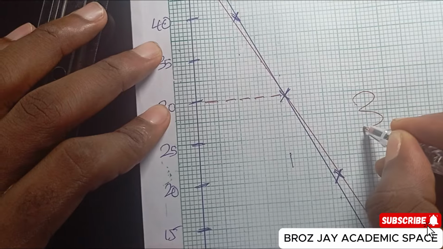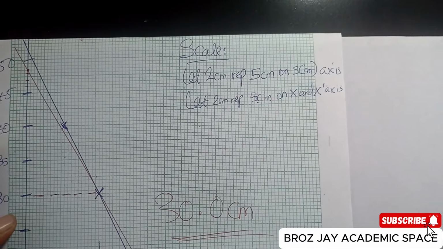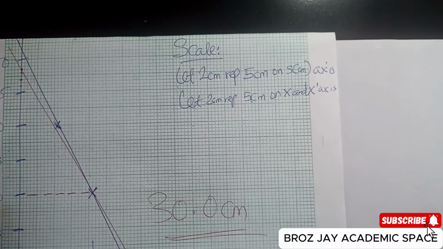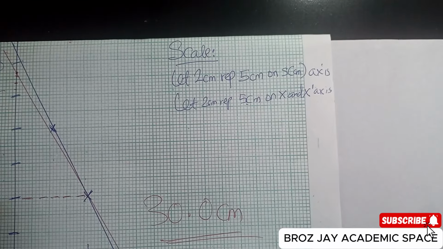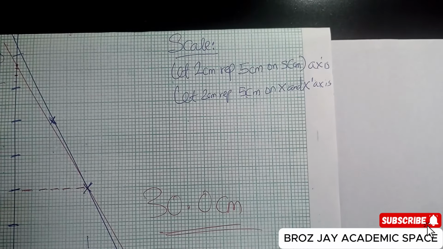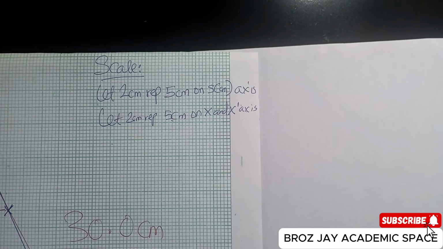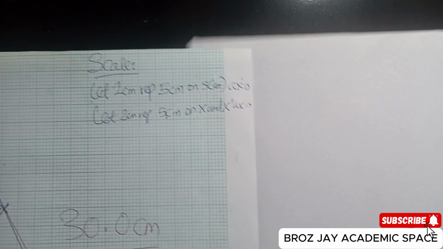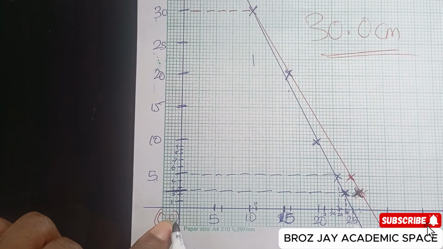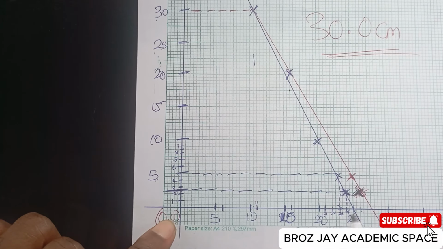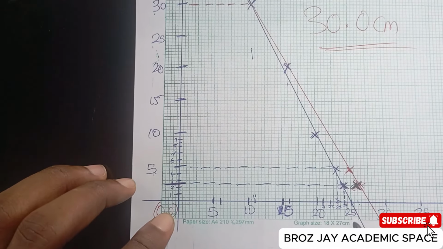30.0 cm. So after getting this, the question asked for the value of s when x is equal to 0 and s prime is equal to 0. Let's look at something. Now, if you check this graph, this is when x and s prime is equal to what? 0. Now they are asking for the value of what? S.